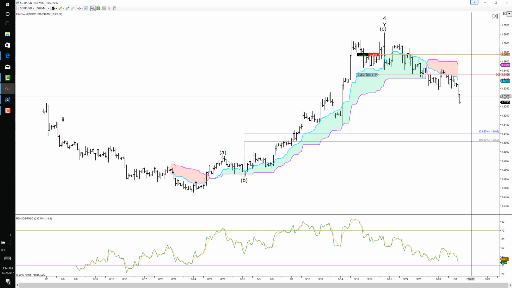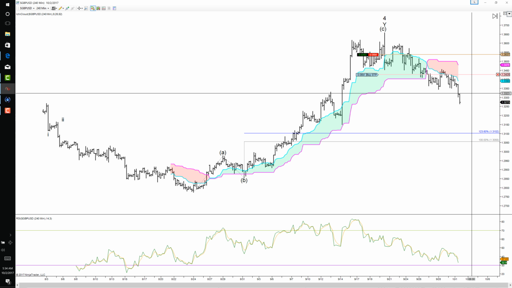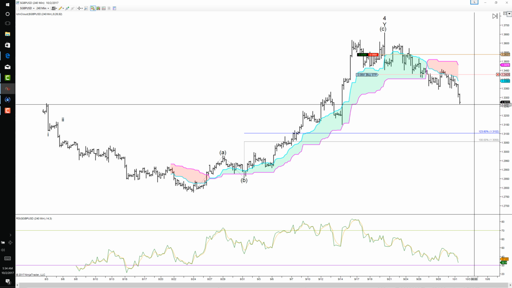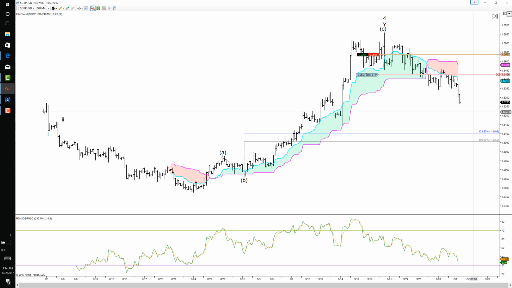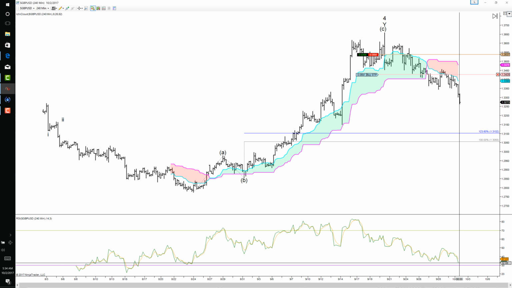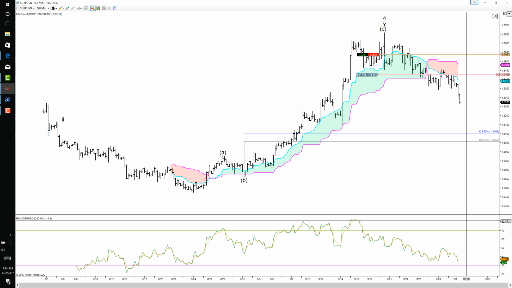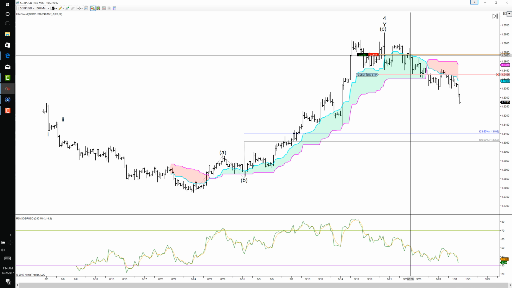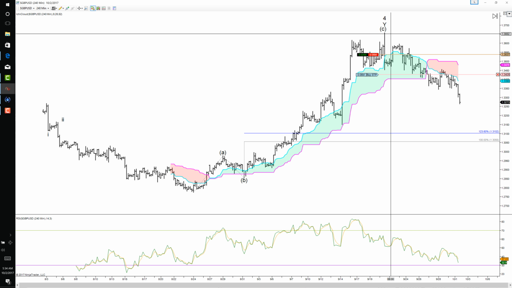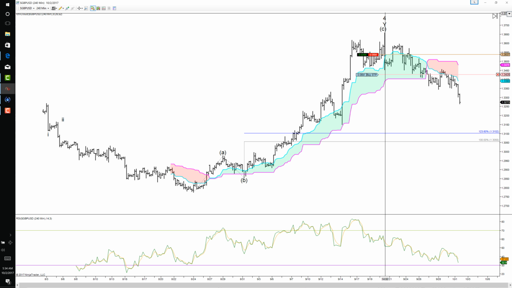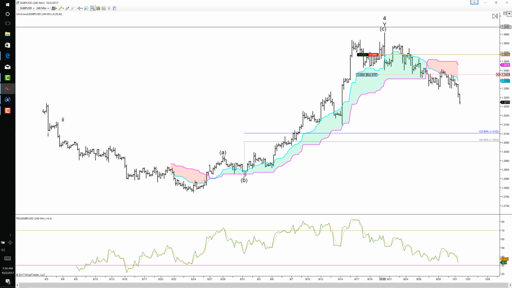So you'll probably see another move up, and then you'll probably see another move down to maybe 132 even, give or take. As you can see, RSI does have a little room to go. So it is very possible that wave 4 could be intact.